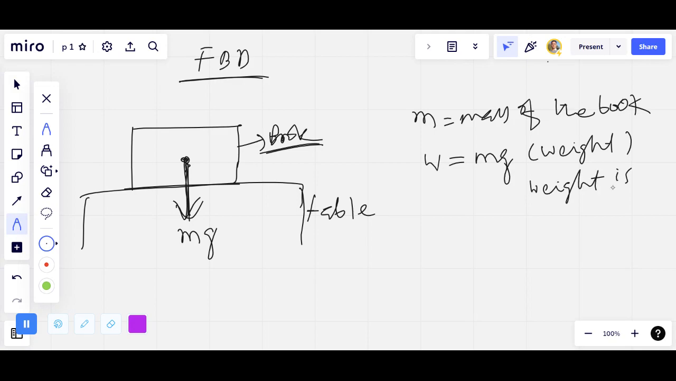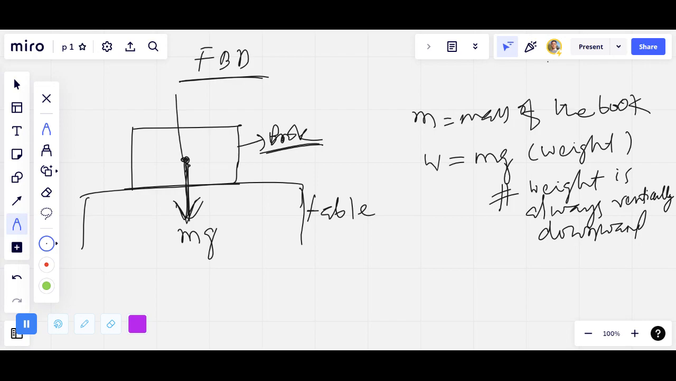Weight is always, this is important, vertically downward. So W equal to mg. Now, according to Newton's third law, every action has an equal and opposite reaction. So the book is giving a force, that is its own weight, to this table, mg.